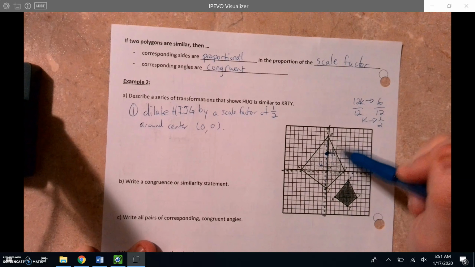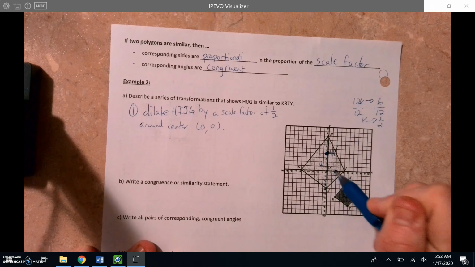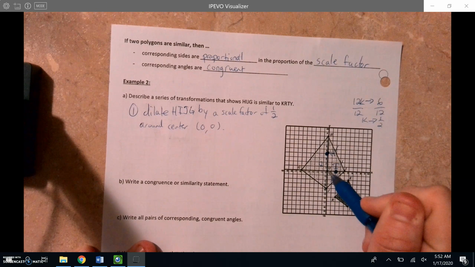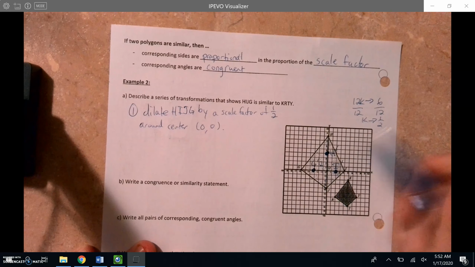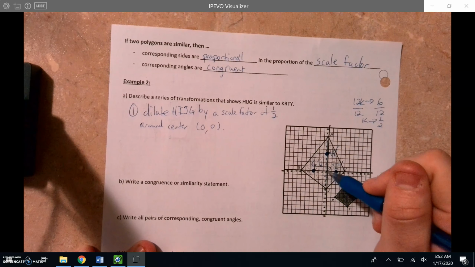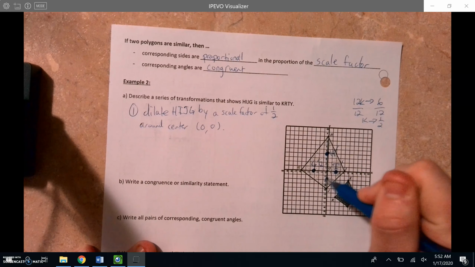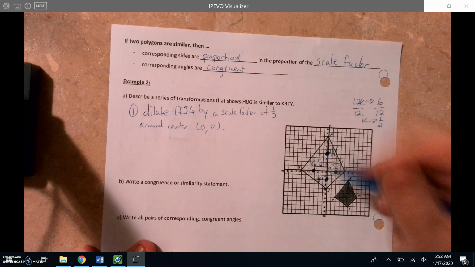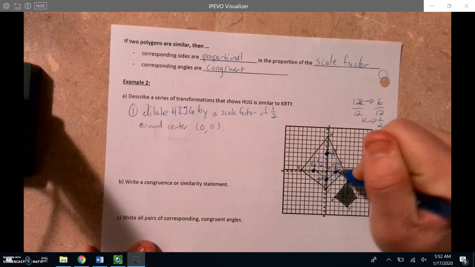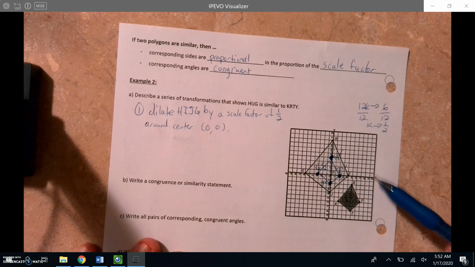So here is my H prime. To I is 4, so I got to go 2. To G is 6, so I got to go 3. And from O to J is going to be 4, so I got to go 1, 2. Again, remember we name it with all the primes so we can tell the difference between where we started and where we went. There's our new shape.